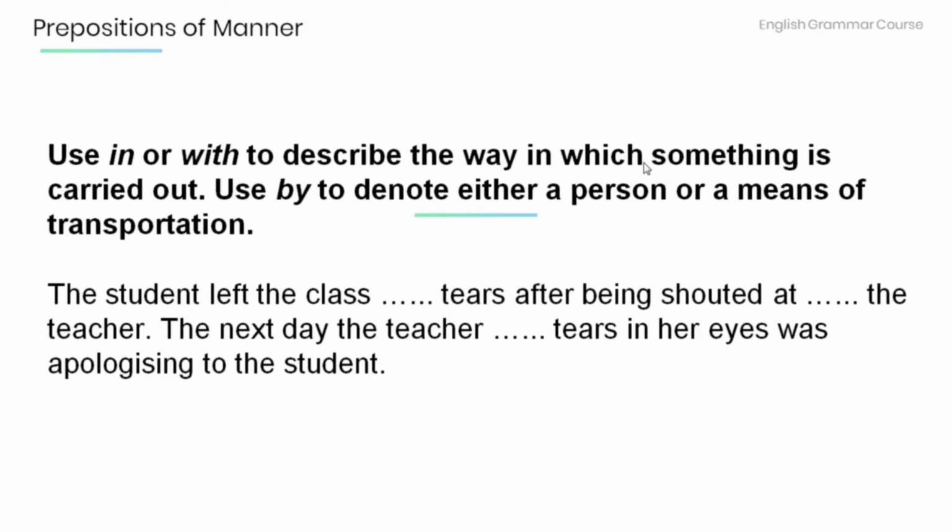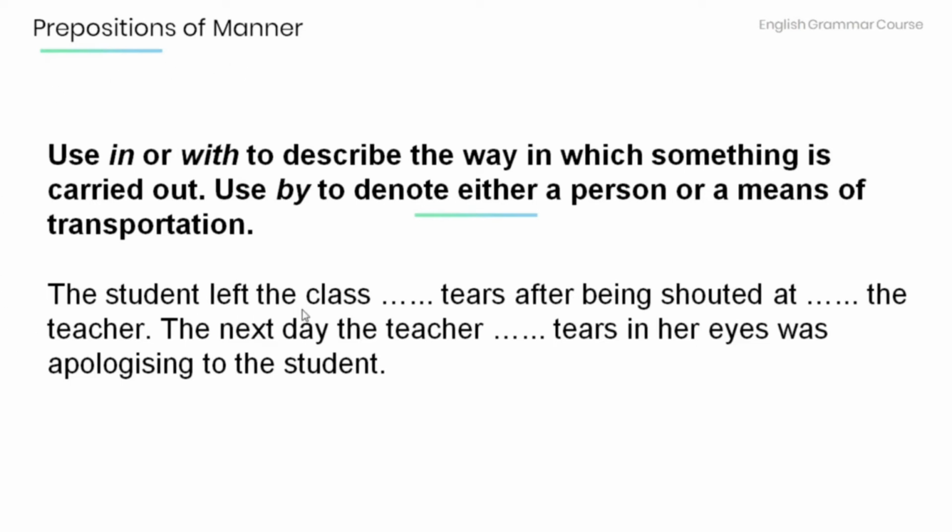And now, let's review and practice a bit. Remember that we use in or with to describe the way in which something is carried out, and we use by to denote either a person or a means of transportation. Now, read the sentences below and fill in the blanks using the appropriate preposition of manner.